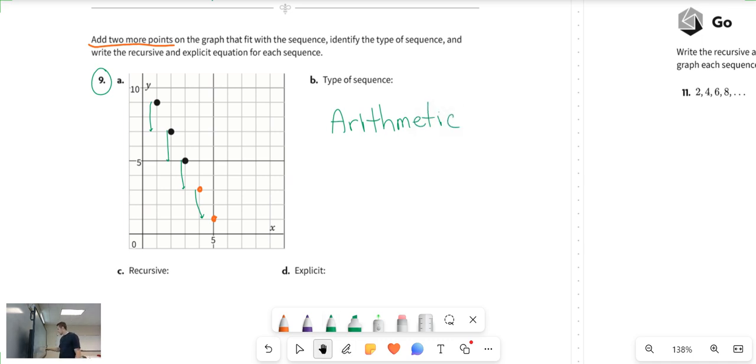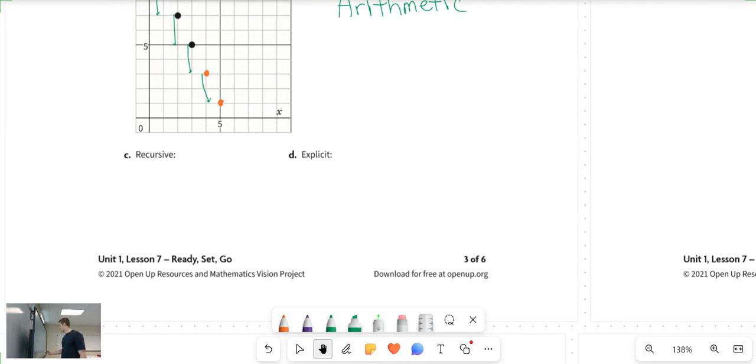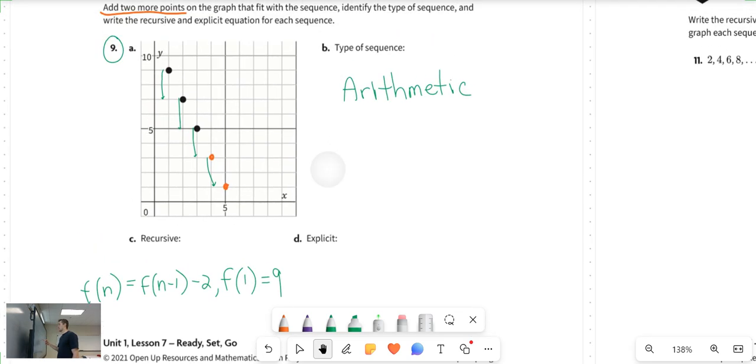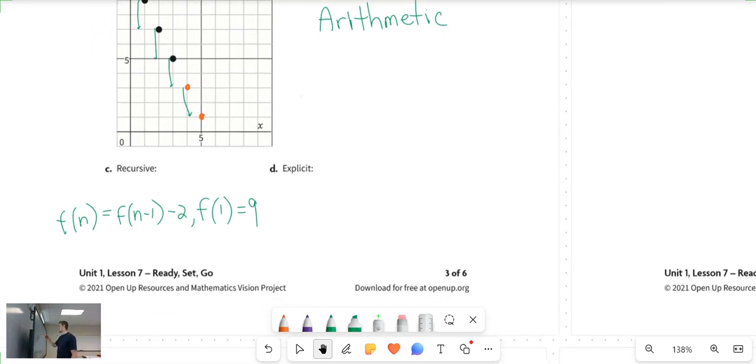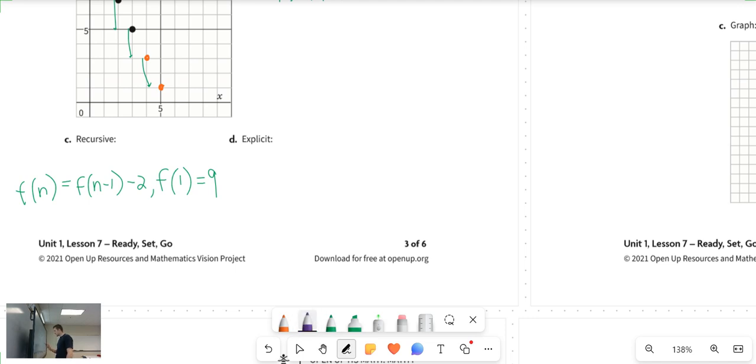All right, and now let's go and write our rules. So our recursive form, f of n equals f of n minus 1 minus 2, because we're subtracting 2 each time, and then f of 1, right? Our starting point was 9, right? Let's go back up and check. Yes, if we plug in 1, we should get 9. So there we go. And then explicit, we'll do this in a different color, that's fine.